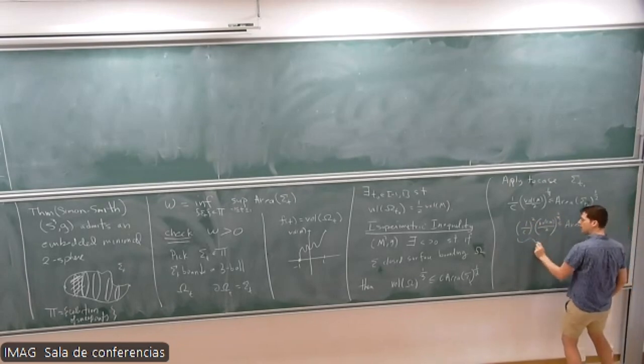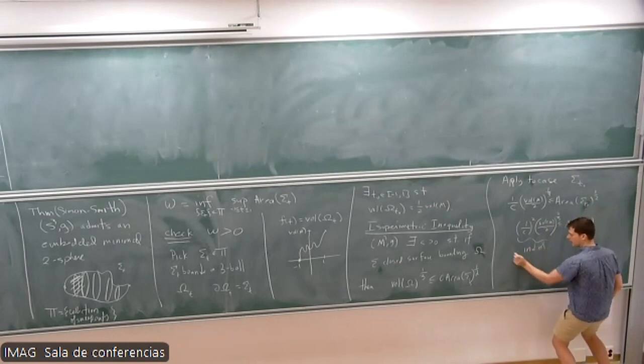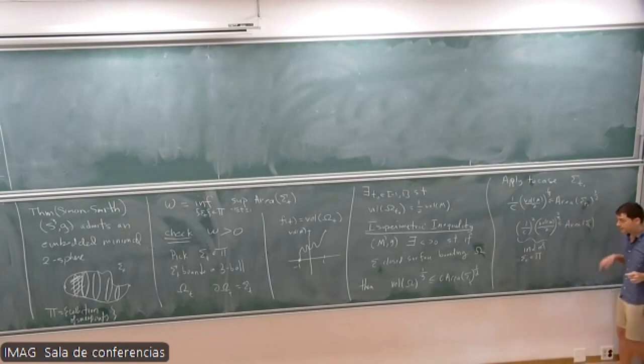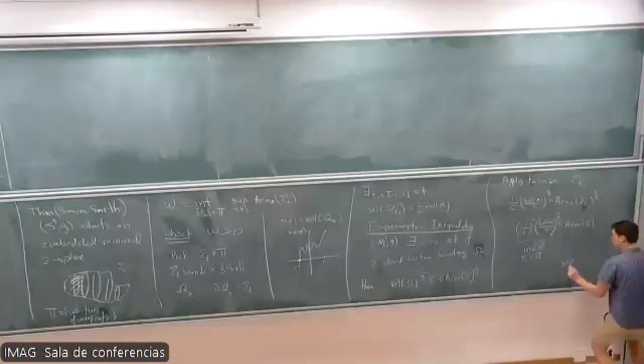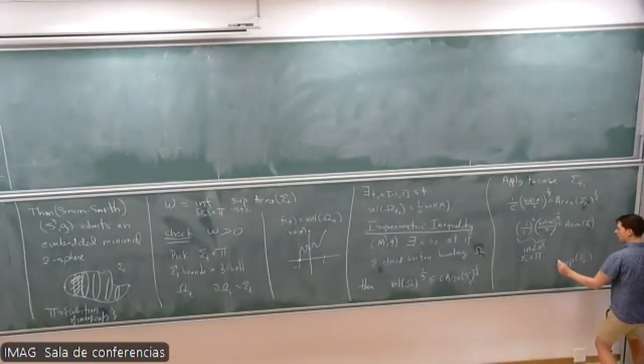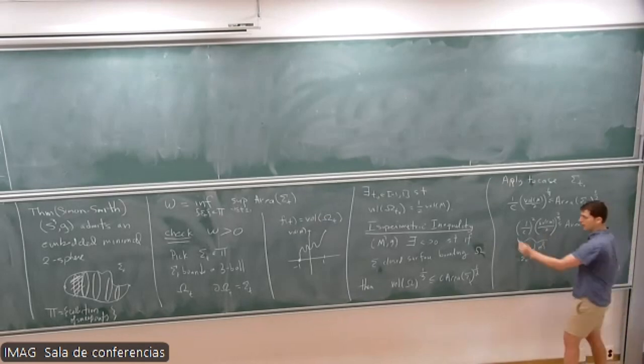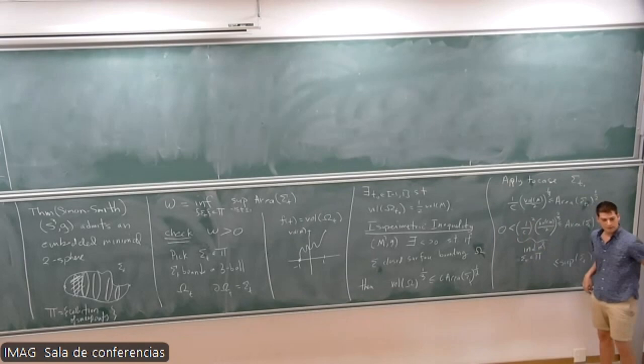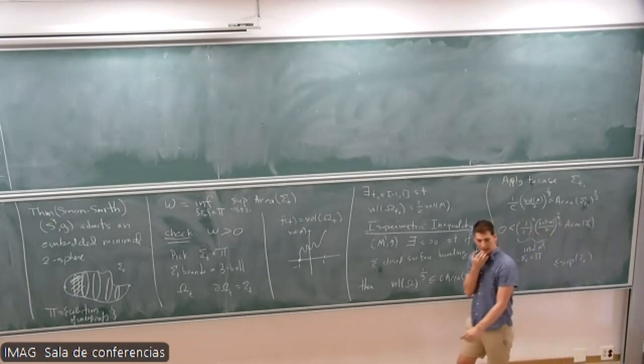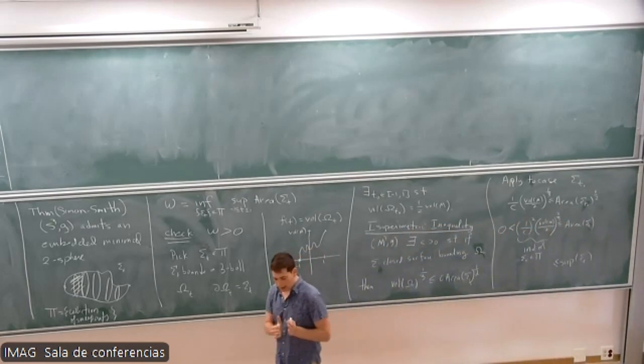Two-thirds. And this is independent of the sweepout. This is independent of which family I started with in this class pi. So the supremum over all t is also going to be bigger than that, and when we take the inf, it's also going to be bigger than this positive number. Questions about that? It's expressing the non-triviality of this family.